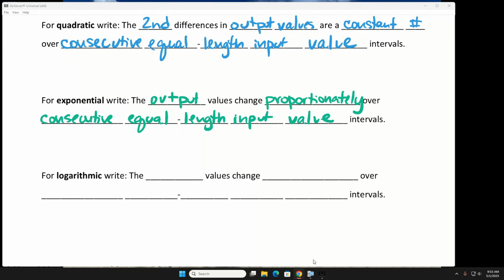And then logarithmic. There is something that changes proportionally. Do you know what it is? The input. Good. And then this is the only one that is consecutive equal length output values.